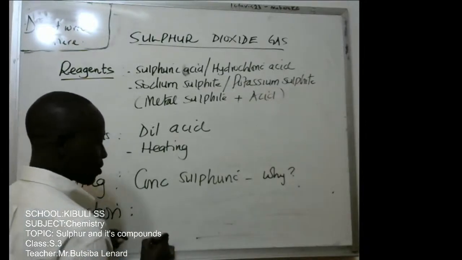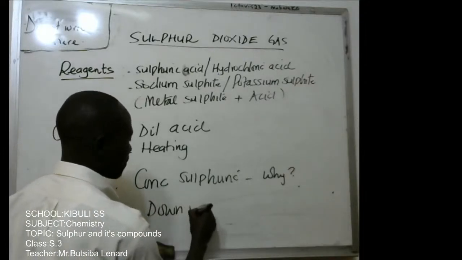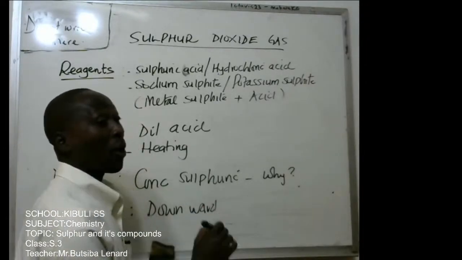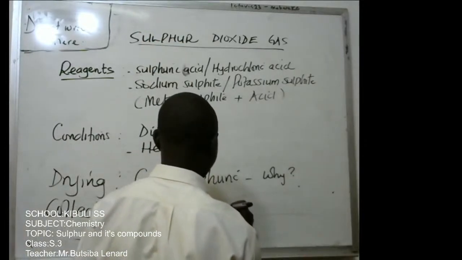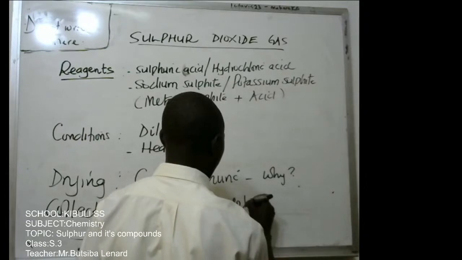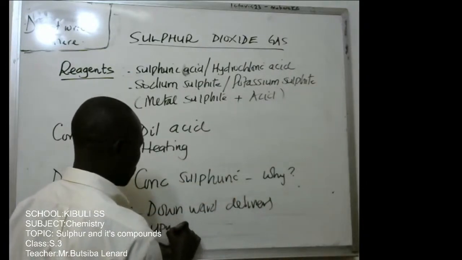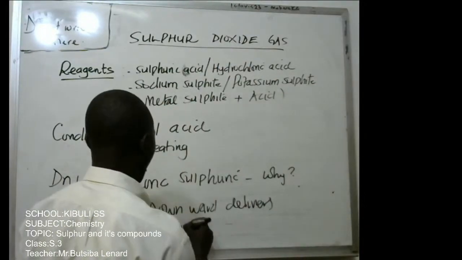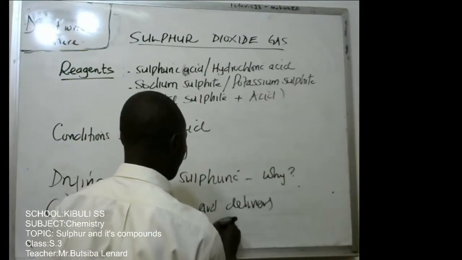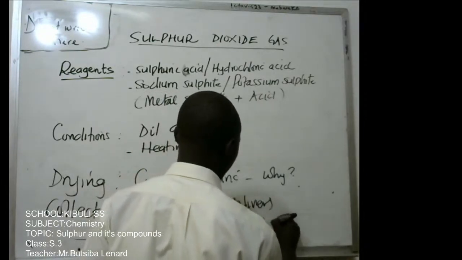Method of collection. How do we collect this gas? By downward delivery or upward displacement of air. It's called downward delivery. If you don't want to call it downward delivery, we call it upward. You displace air upwards as the gas goes what? Down. So upward displacement of air.